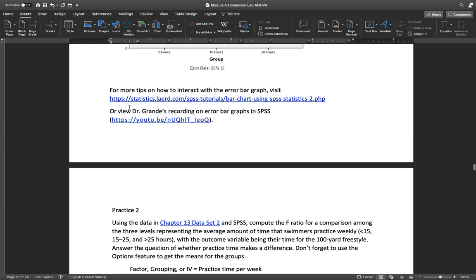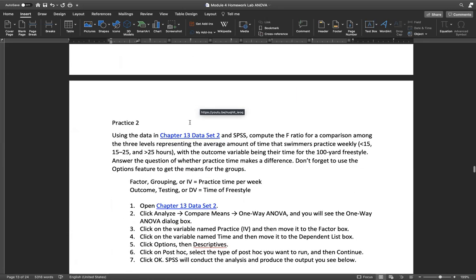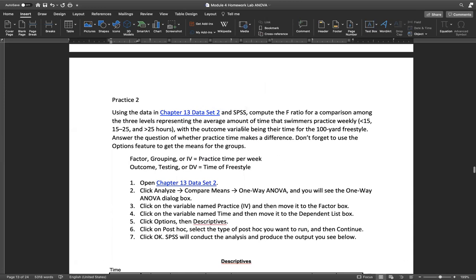If you want to learn more about how to do bar graphs, I've given you a couple of additional resources here. Now let's go on and do another data set. This time we're going to be looking at swimmers who practice less than 15 hours, 15 to 25 hours, and greater than 25 hours. And they're doing the 100-yard freestyle race. Our factor, or grouping or independent variable, is the practice time. Our outcome or dependent variable is the time that they actually swim the freestyle.